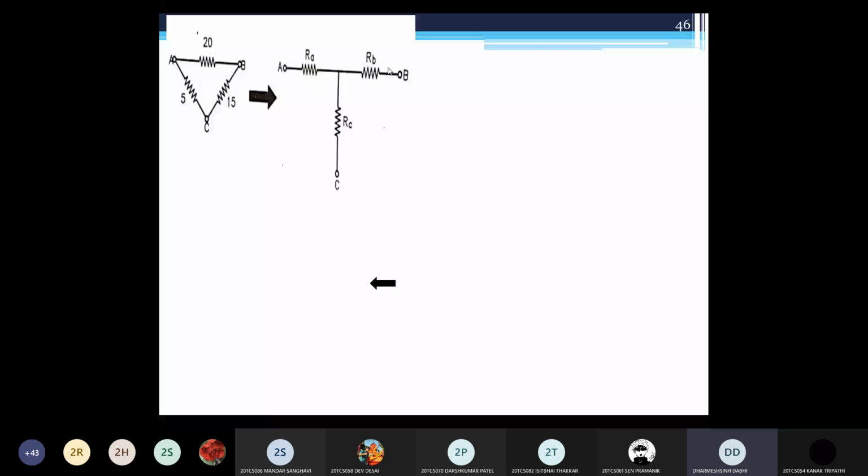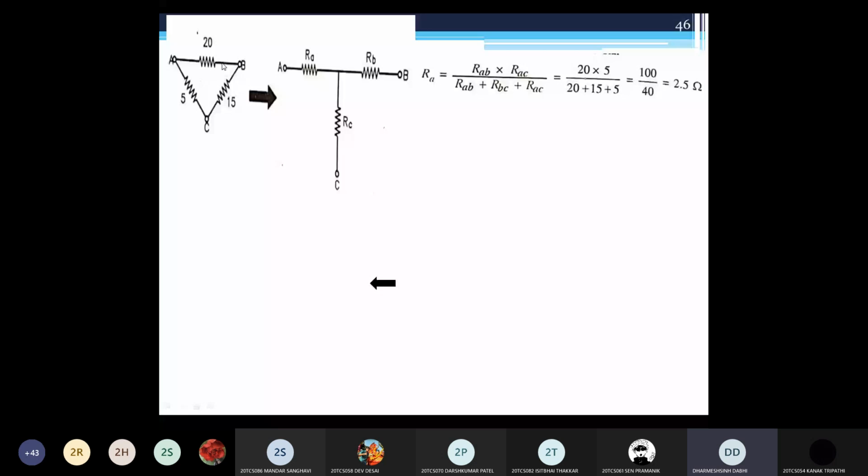Now we want to find out first the point A resistance, which is RA. What is the equation for RA, the delta to star conversion? RA is RAB into RCA divided by RAB plus RBC plus RCA. In short, remember that for the resistances connected at point A in your delta, first you multiply them, which is 20 and 5, and then divide by the sum of all the delta resistances, which is 5 plus 15 plus 20.